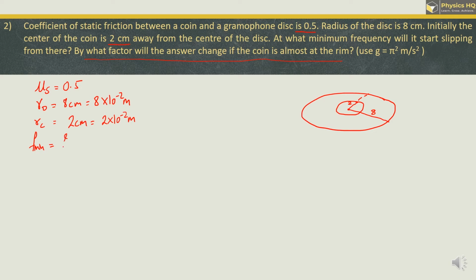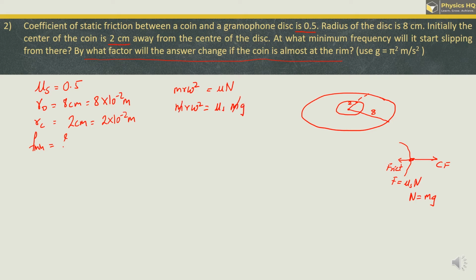First of all, we will find out the minimum frequency. For that we will use the formula m r omega square is equal to mu n. Mu n is nothing but the frictional force, right? The outward force is centrifugal force, and the force which is holding it inside is the frictional force. And this frictional force is given as mu s n. And what is n over here? N is the normal reaction and n is given by the formula mg. So we will put it over here. So we got m r omega square, which is equal to mu s, and in place of n we can write mg.